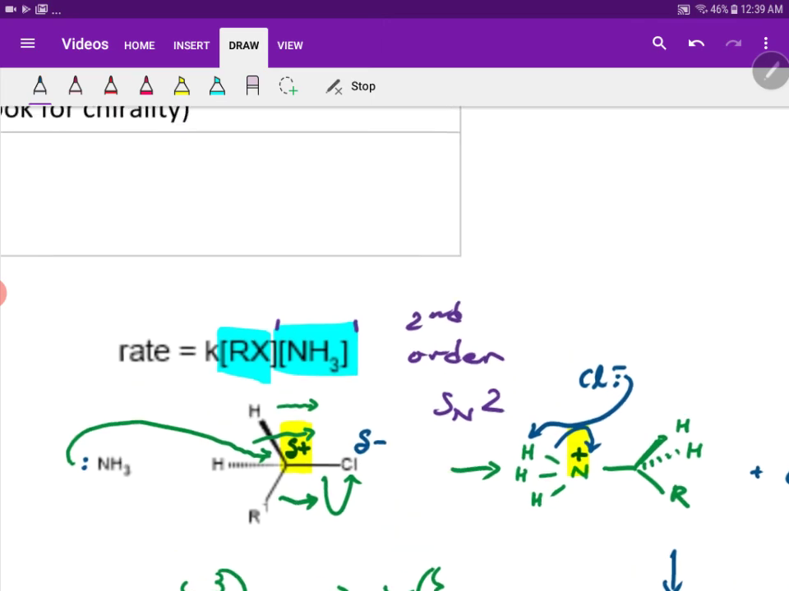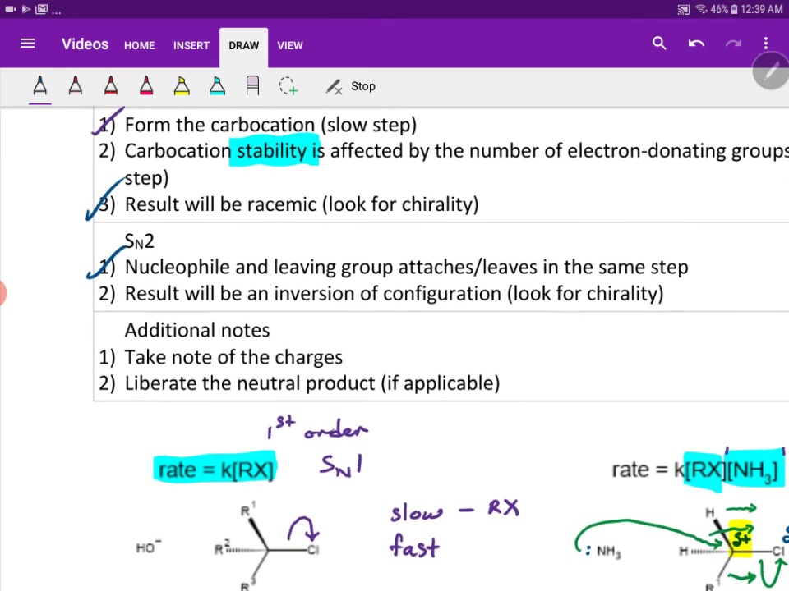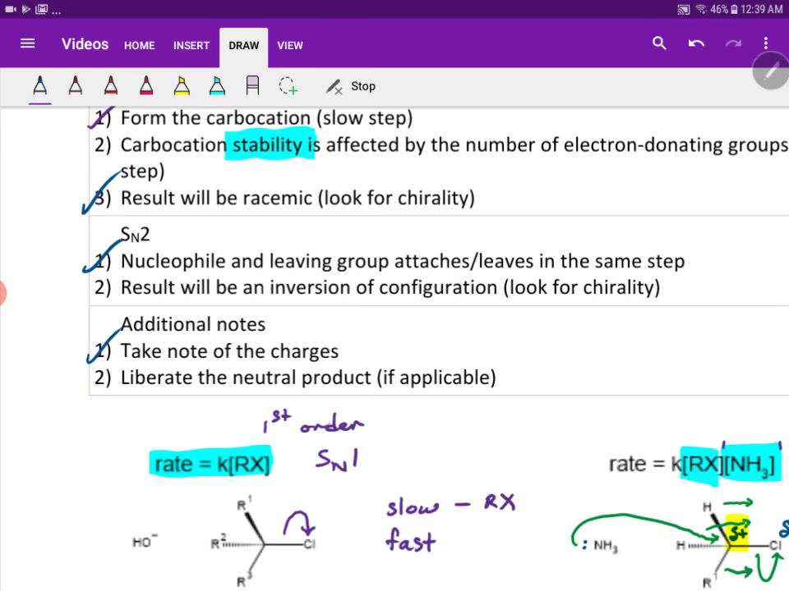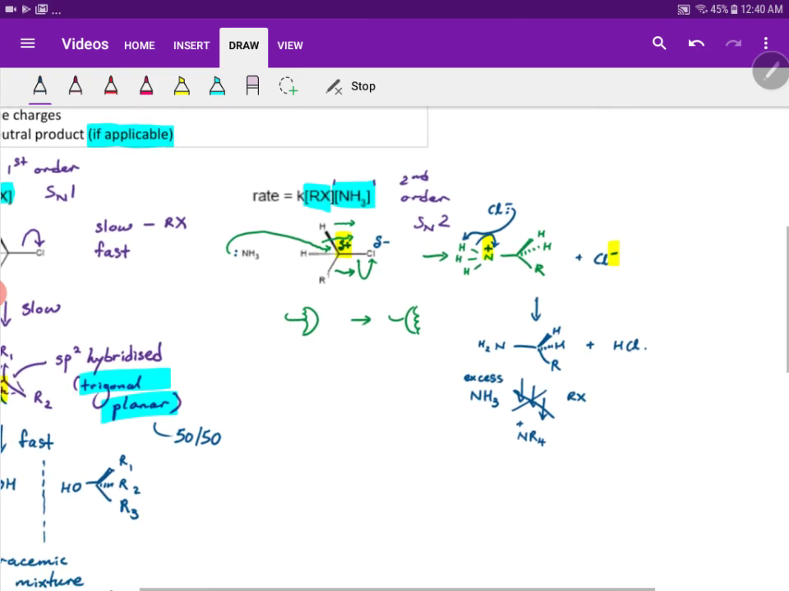There are a couple of extra points for you to take note. You have to take note of the charges. Just now in the example of ammonia and the RX, there was a positive charge that was generated. We compared the charges to make sure that it was charge neutral, because there's a conservation of charges. And then finally, you have to liberate the neutral product, only if applicable. So this is the idea behind the nucleophilic substitution mechanism.